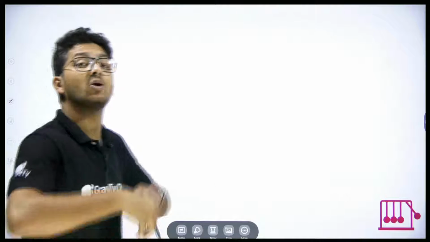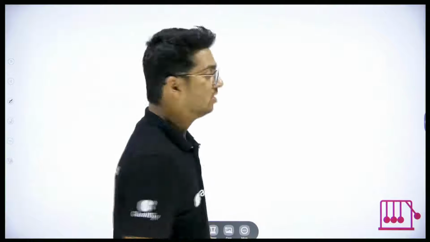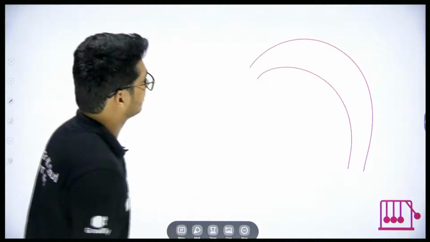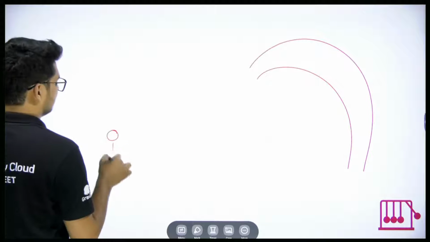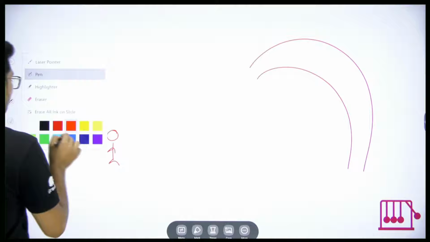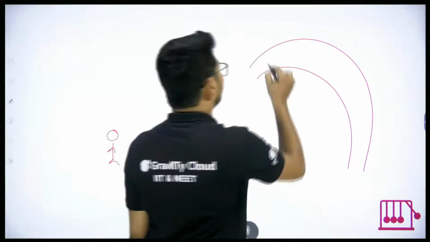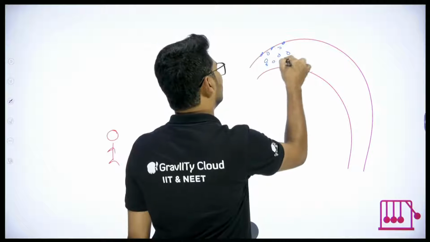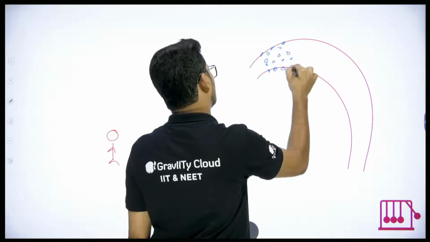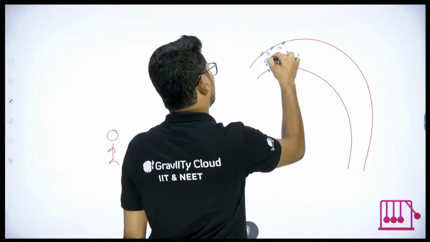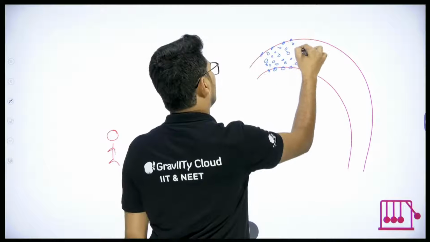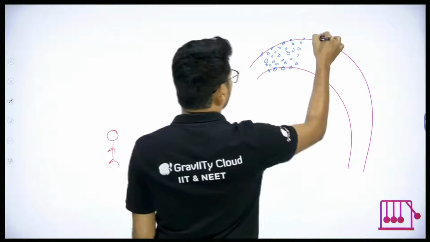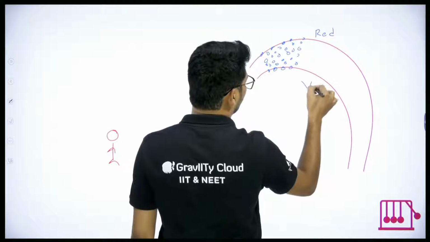A rainbow is formed because of many drops. So if I have this as a rainbow, let's say this is a rainbow, for example's sake, and this is us. Wherever we see the rainbow, there are many drops there, not one drop. And every drop splits the light. At the top generally you have red, at the bottom you have violet.